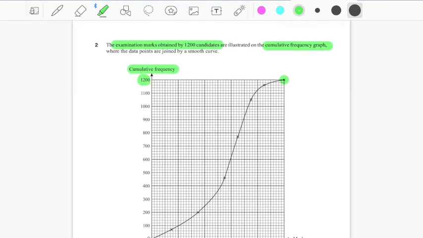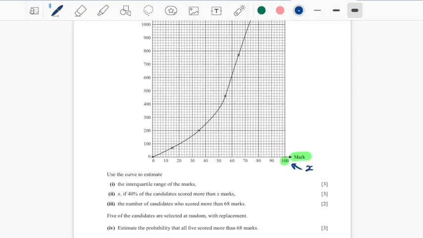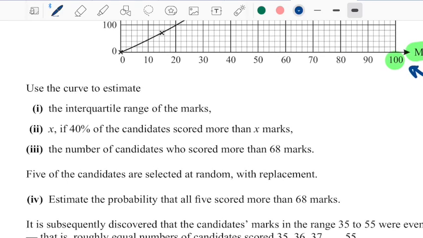1,200. Okay, what's the maximum score? 100. So I can tell you that this is my sum of the frequency, right? And these are the scores, so these are the values of my x. Let's start with the first question: find the interquartile range of the mark.